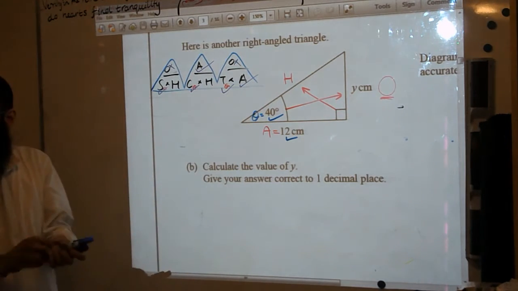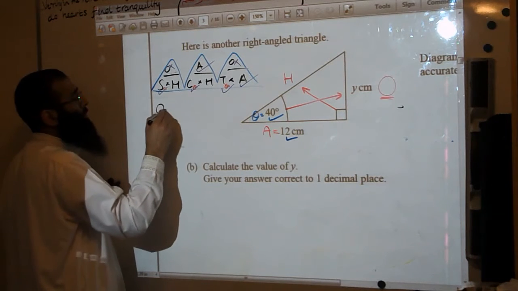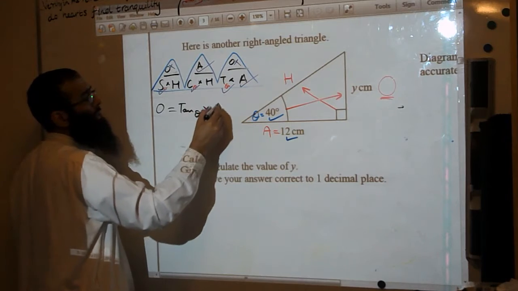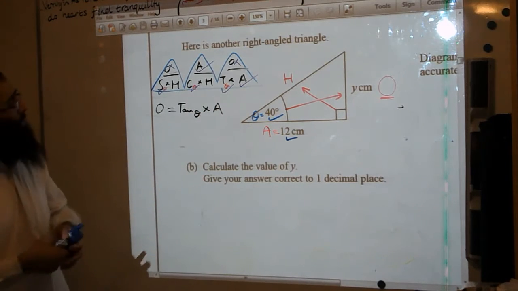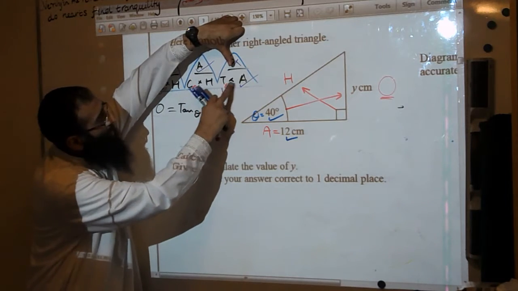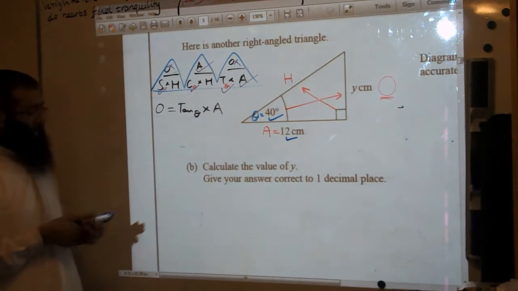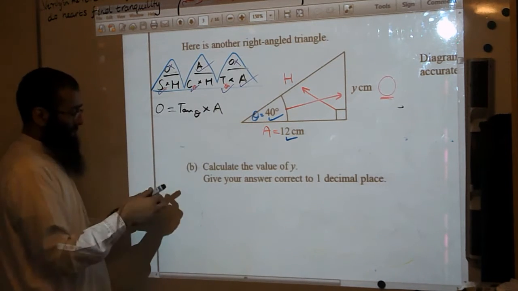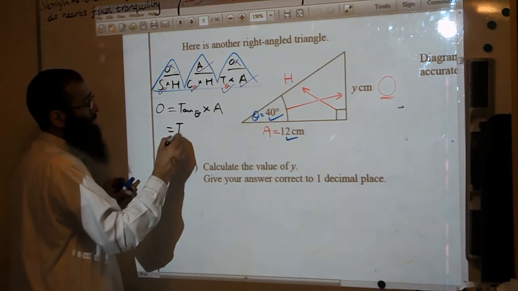So let's write that down first, yeah? So we know that O is equal to tan of the angle times by A. How do we know that? We cover up what we need to work out and the rest of the triangle tells us what to do. That times by that. That's what we've written down over here. Now I'm going to take out my values and put them in, I'll just write underneath.